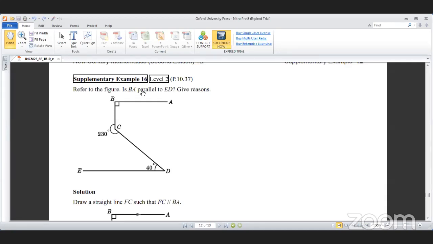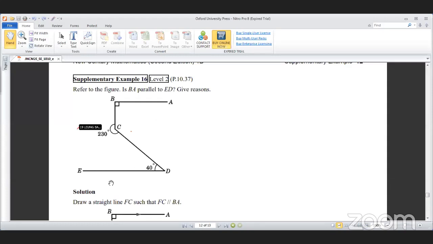Now refer to the figure. Is BA parallel to ED? Give reasons. It's the same kind of question. Instead of asking you whether it is true that BA is parallel to ED, it is now asking, is BA parallel to ED? You give reasons.